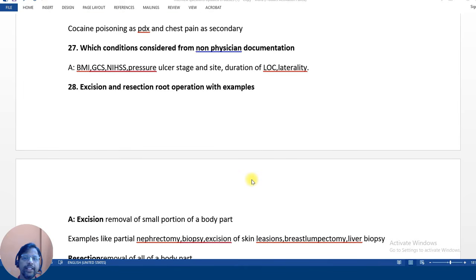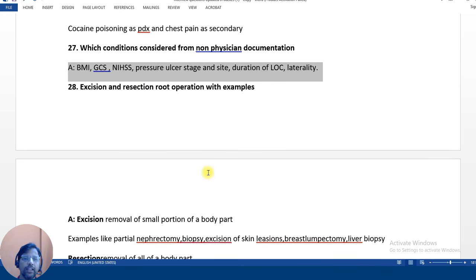Next one, which conditions are considered non-physician documentation? So basically, what are the things you can take from non-physician documentation? We can take BMI, Glasgow Coma Scale, stroke scale, pressure ulcer stage and site, duration of loss of consciousness, and laterality if the physician did not mention it in the documentation. If the non-physician documents it, we can code all these specificities.